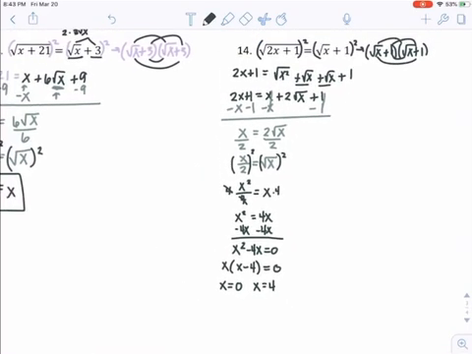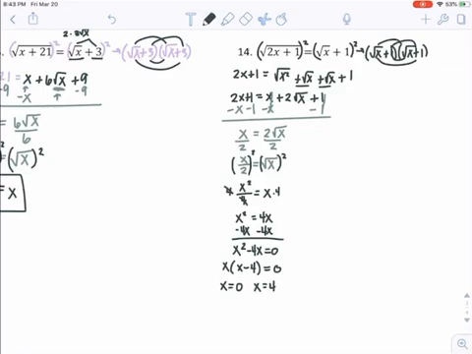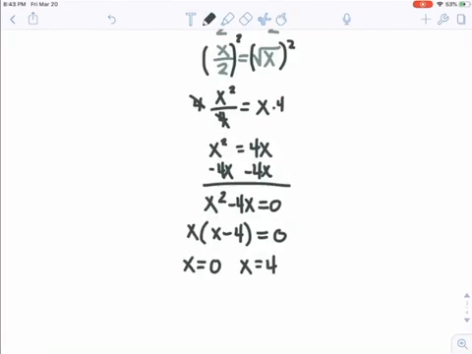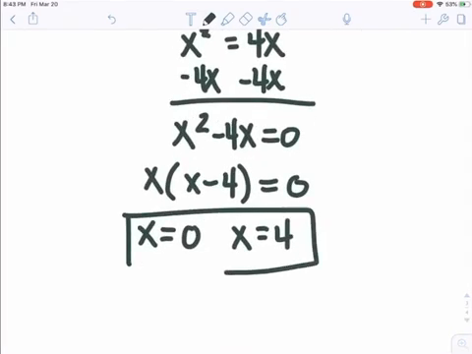Let's make sure that works. I'm kind of doing a mental check right now. And they both do. Okay, so these are actually the final two answers. If you caught that while you were looking at this, thank you. My bad. This is the right answer.